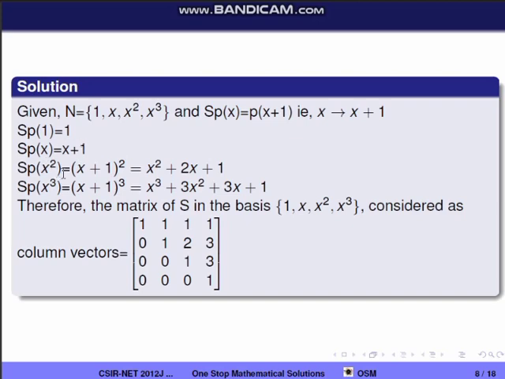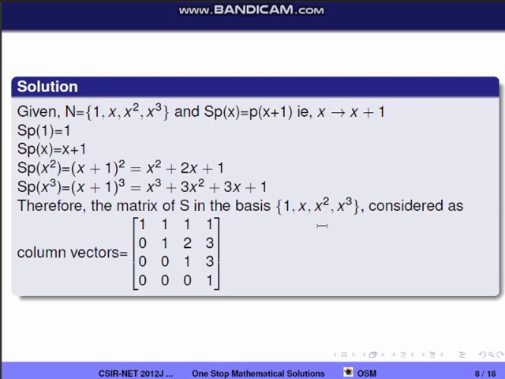S(x square) is equal to, we are replacing x by x plus 1, so we'll get x plus 1 whole square. When we open the bracket, we get x square plus 2x plus 1. Similarly, S(x cube) is equal to x plus 1 whole cube. Opening the bracket, we'll get x cube plus 3x square plus 3x plus 1. Now we write the matrix representation of S with respect to this basis, considering it as column vectors.